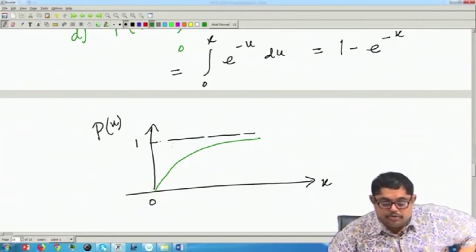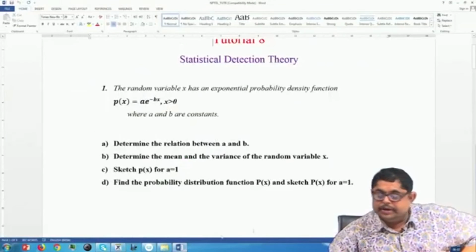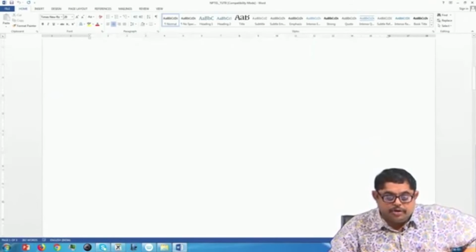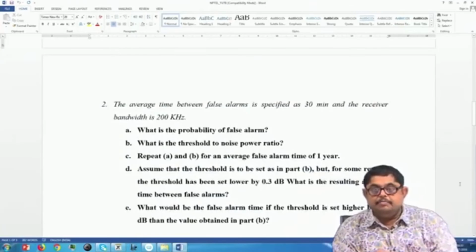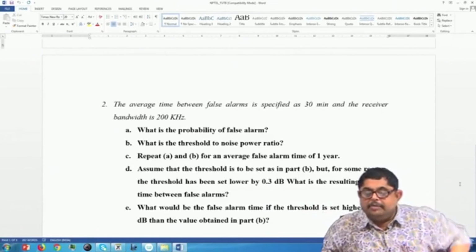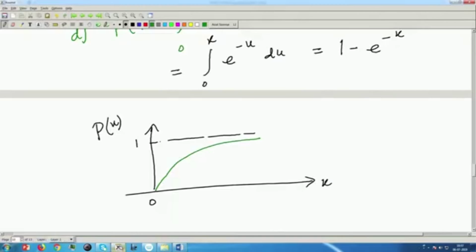Then let us go to, so this is just a recapitulation that you should be familiar with these things. Then let us come to our actual radar detection theory. The second problem is that the average time between false alarms is specified as 30 minutes. So, every half an hour there is a false alarm coming, and the receiver bandwidth is so and so. So, what is the probability of false alarm? Okay. So, let us solve this problem.